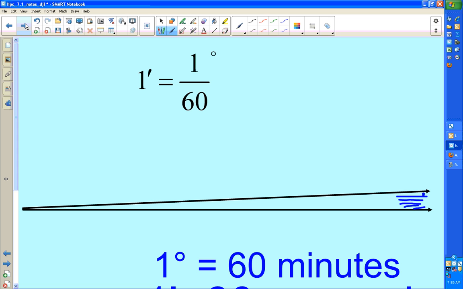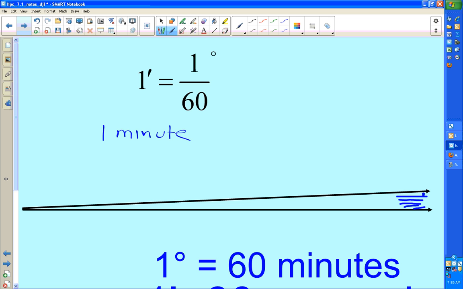1 degree is 1/360th of a circle. 1/360th of the revolution of a circle is 1 degree. And that's one way we measure angles. This means 1 minute. 1 minute is equal to 1/60th of a degree.